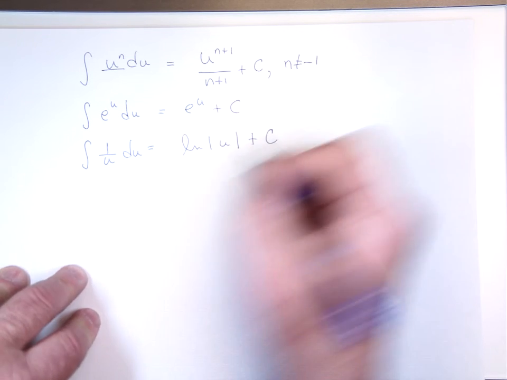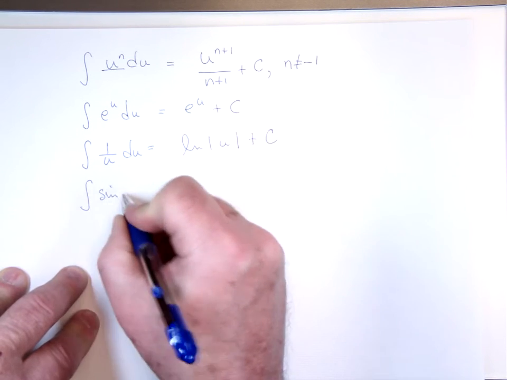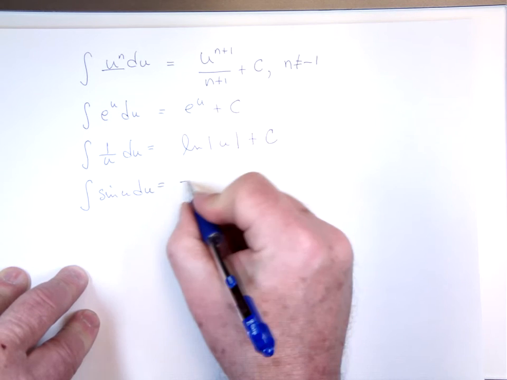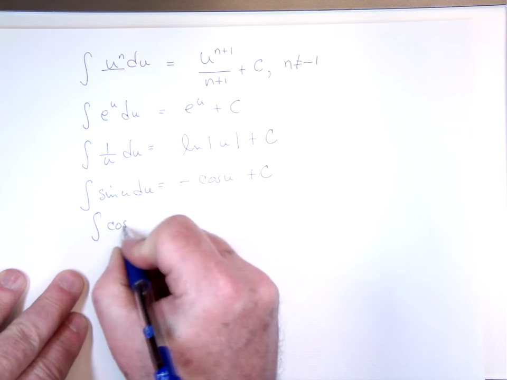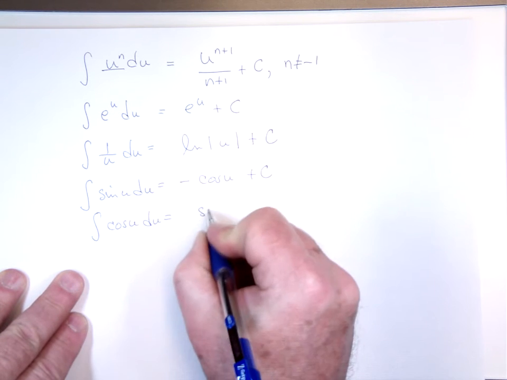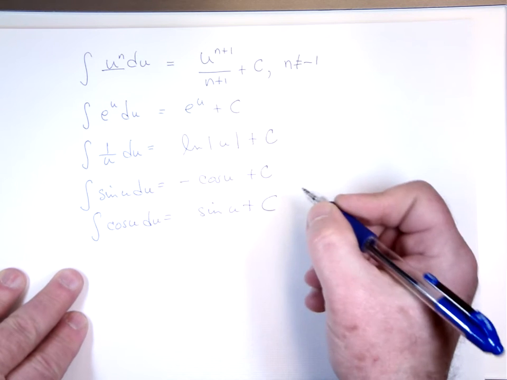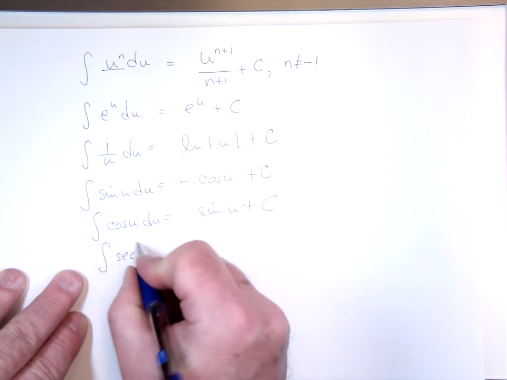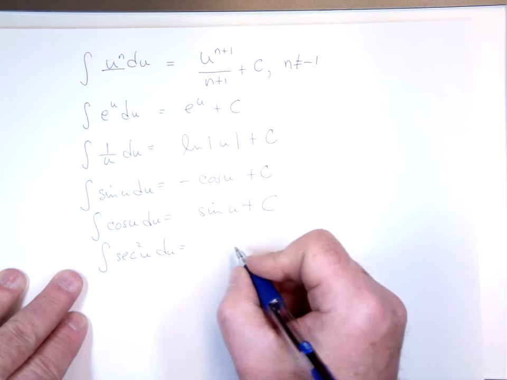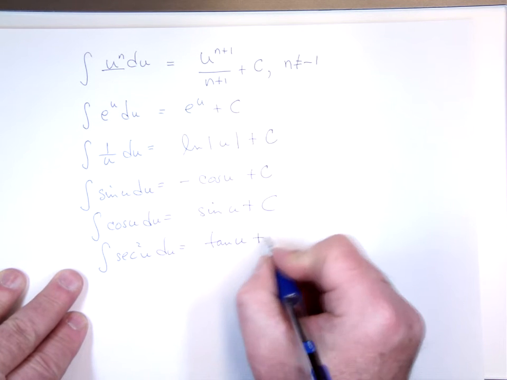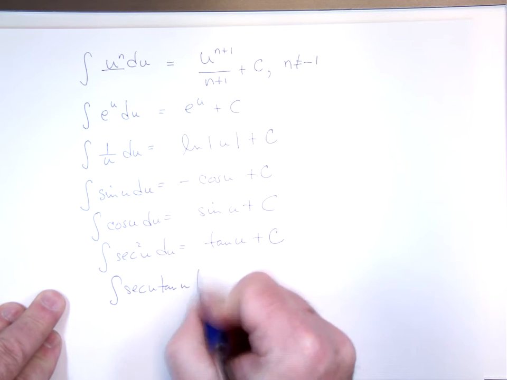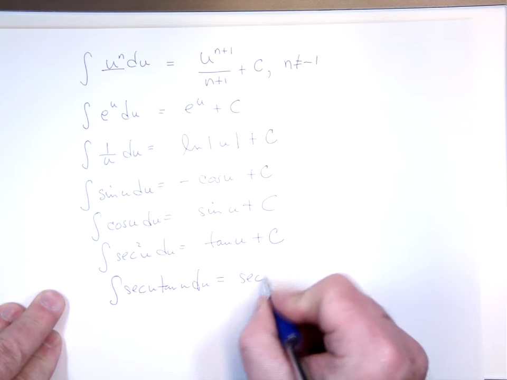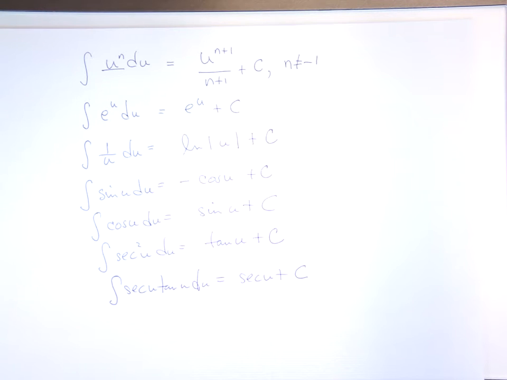integral of sine u, negative cosine, integral of cosine u, sine u, secant squared u, okay, integral of secant squared is tangent, and the integral of secant tan is secant. Let's use them, see what we got.